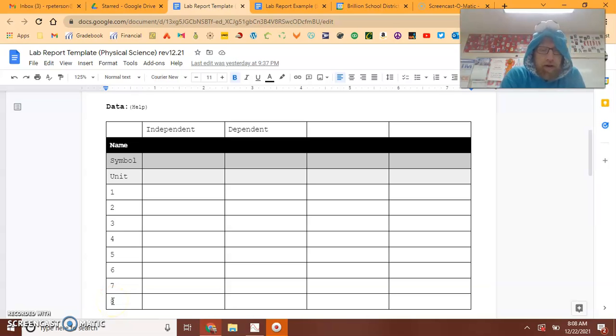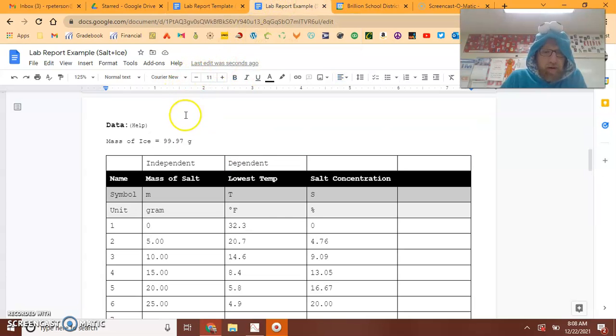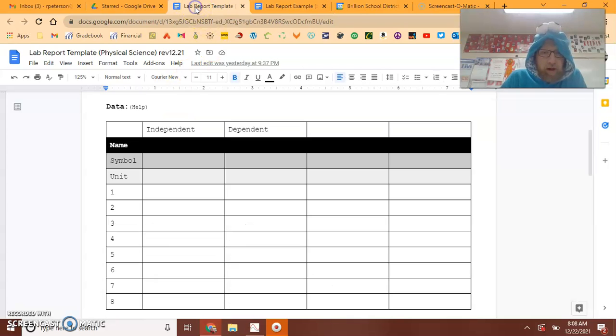So your data table is a hugely important part of your lab, and there are some particularities about this that I want to have on all of your reports. Not every teacher gets all bent out of shape about every bit of this, but I think some of these things are important. So I'm going to click back and forth between a completed one. This is the blank one that you're going to be given.